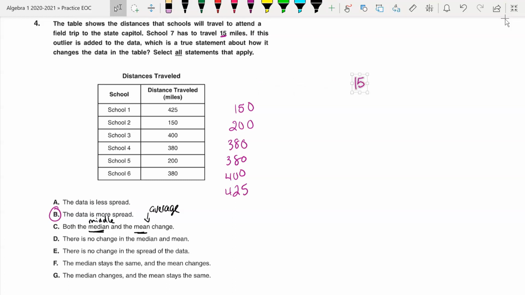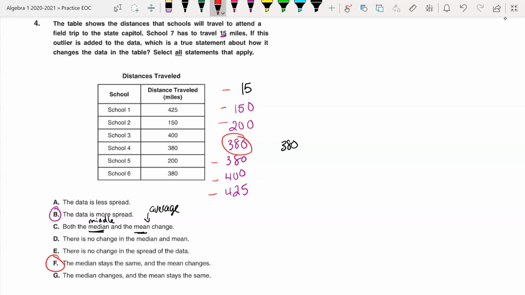So the middle without 15, we're going to kind of ignore it for now. I'm going to move it over here to say we're ignoring it. The middle, 150, 425, 200, 400. Well, then there's 380 in the middle twice, which means you would add it together and divide it by 2, and so you get 380 as the median. But then say you throw that 15 in there. So now I have 15, 425, 150, 400, 200, 380. So then 380 is still the middle. So the median does not change. So is there one that says the median stays the same and the mean changes? Well, yeah, that is F. So I know that has to be correct.